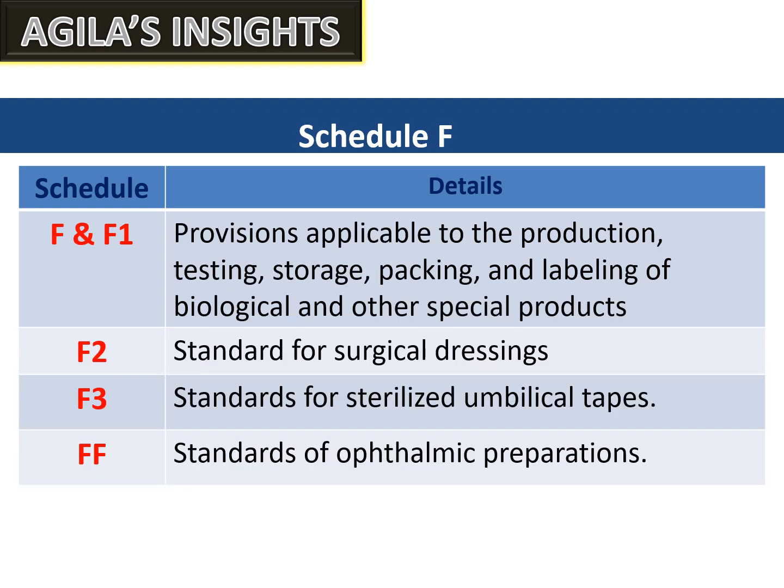Schedule F is about the requirements for the functioning and operation of blood banks and blood components. Schedule F1 has 4 parts. Let us see one by one. Part 1 is about vaccines, provisions applicable to the production of bacterial vaccines. Example, anthrax spore vaccine. Part 2 is about anti-sera, provisions applicable to the production of all sera from living animals.